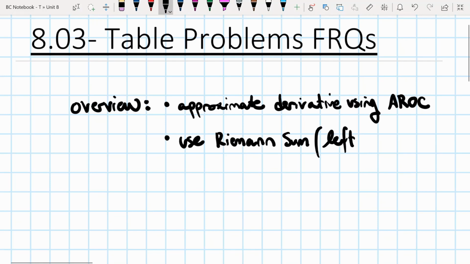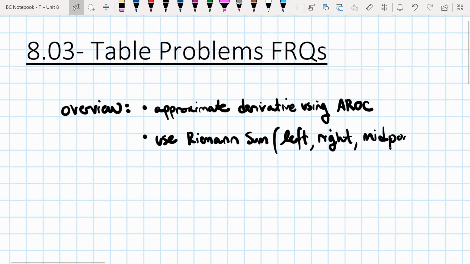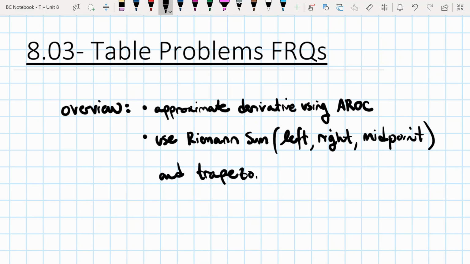Another common topic you're going to see is the use of Riemann sums or rectangular approximations. You need to know left, right, and midpoint. Midpoint is a little bit trickier, I think. And then another method of approximation is the trapezoidal approximation. Remember, a trapezoidal approximation is when we use trapezoids to approximate the area of the curve, and that typically will give you a better approximation than a Riemann sum.